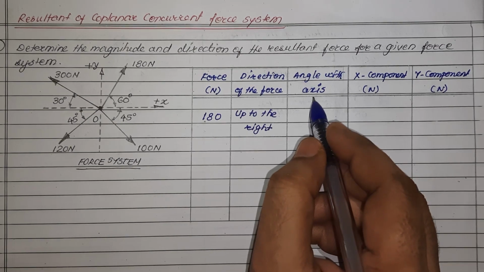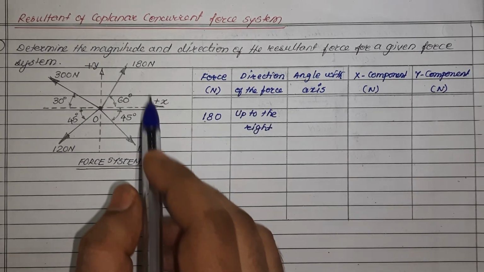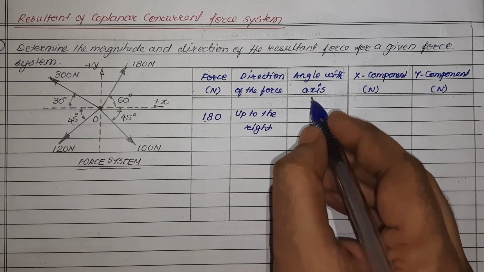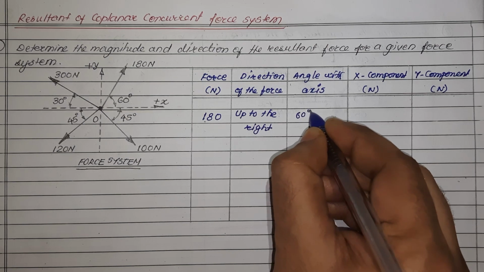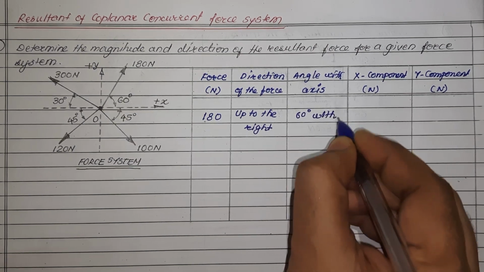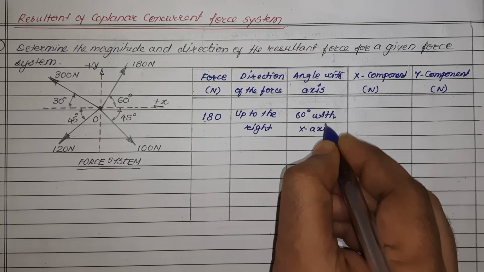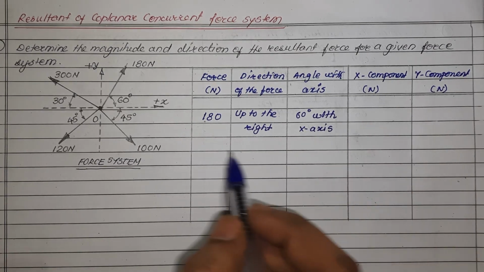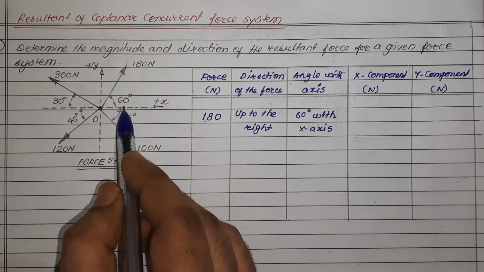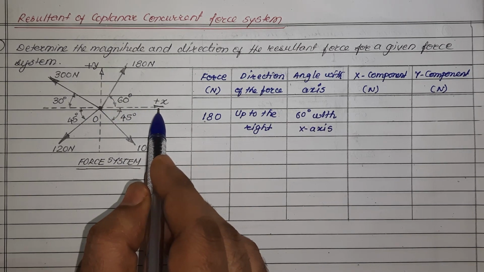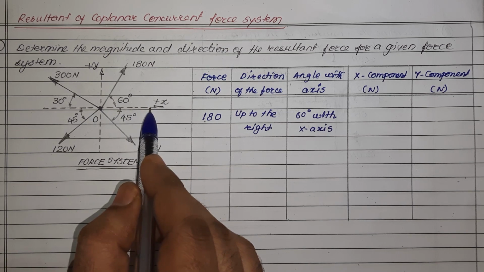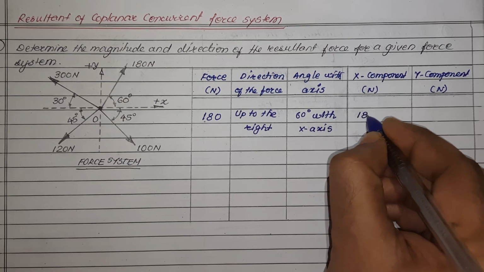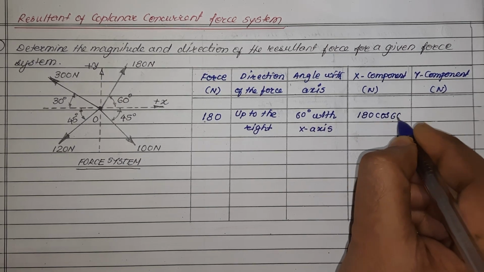Thereafter, with which axis is this force making an angle? 180 Newton is making a 60-degree angle with the x-axis. Hence, here we will write 60 degrees with x-axis. So, what will be its x component? Since 180 Newton is making a 60-degree angle with the x-axis, its horizontal or x component is going to be the cosine component, which will be equal to 180 cos 60.